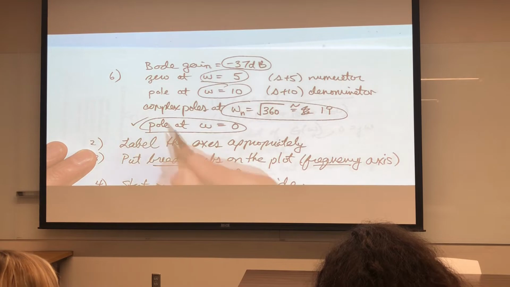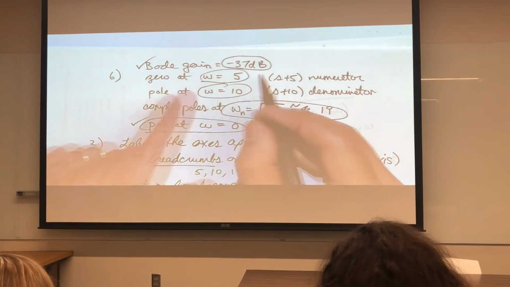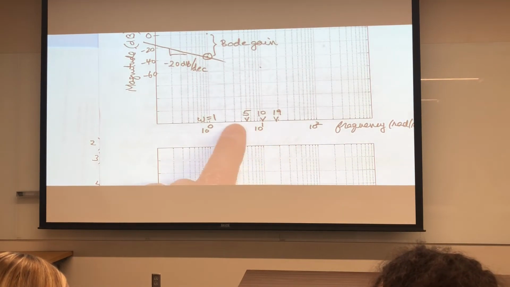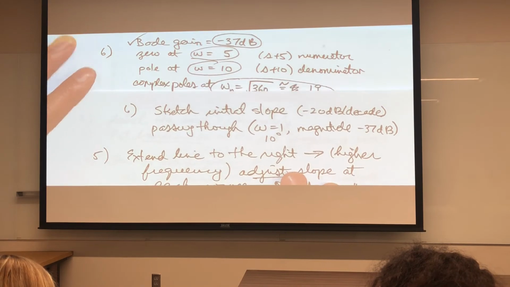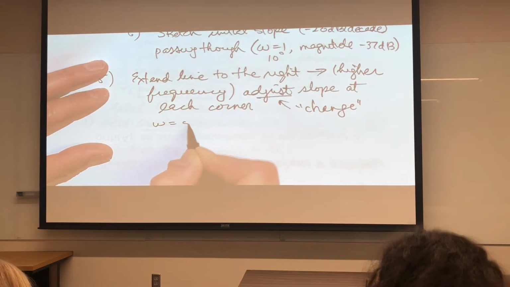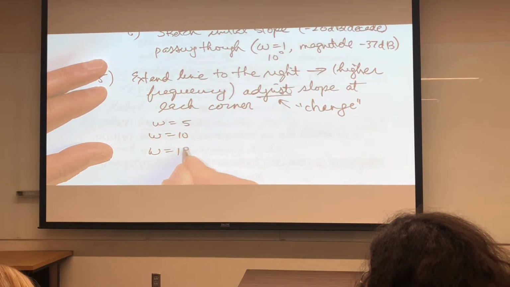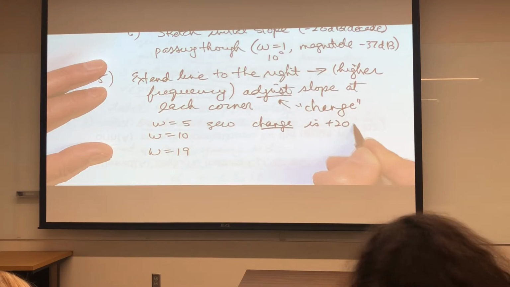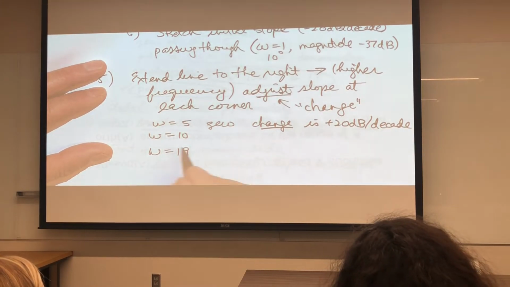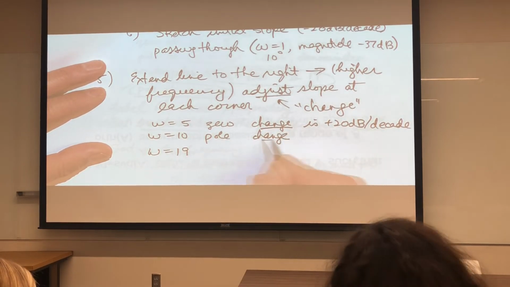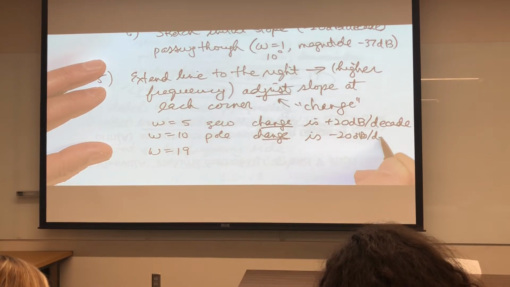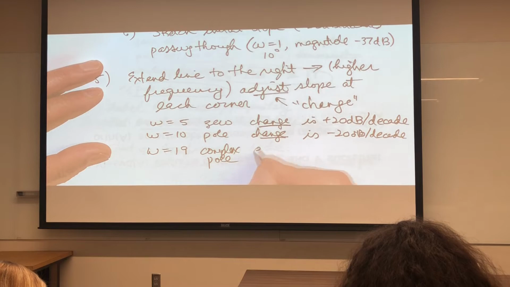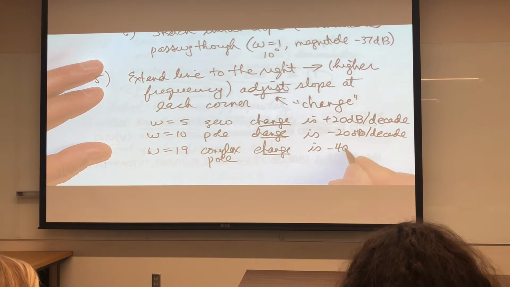Okay, so let's take a look at my breadcrumbs. I've got this term done already because I plotted the initial curve. I got this term done already because I adjusted the curve up and down. I've got 3 more terms I have to deal with. I look at my breadcrumbs. I've got 3 more corners I have to deal with. So let me write again these 3 terms. I have omega equal to 5, omega equal to 10, omega equal to 19. This was a 0, so the change is plus 20 dB per decade. This is a pole, so the change is minus 20 dB per decade. And this is a complex pole, so the change is minus 40 dB per decade.